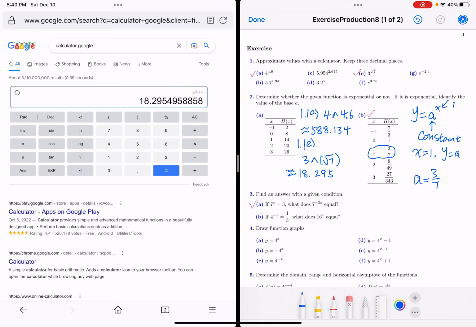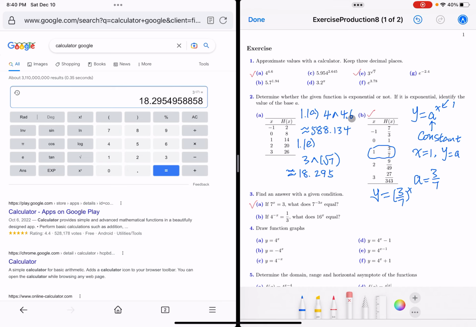And then is this really exponential? You may check. So let's check. y equals a to the x, that's (3/7) to the x. We start maybe from -1, because here we can see it starts from -1. We check all the values.